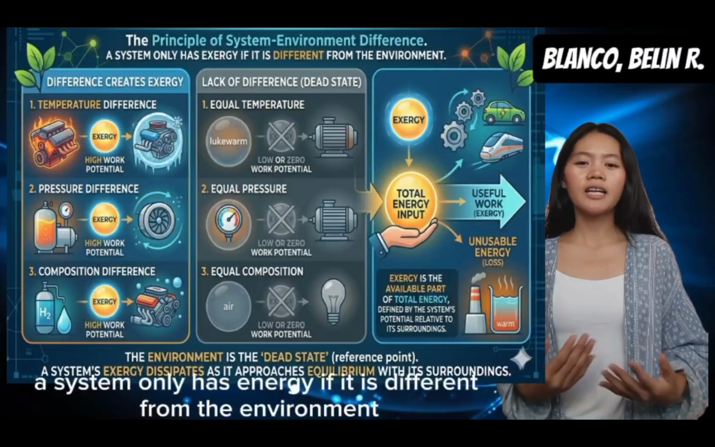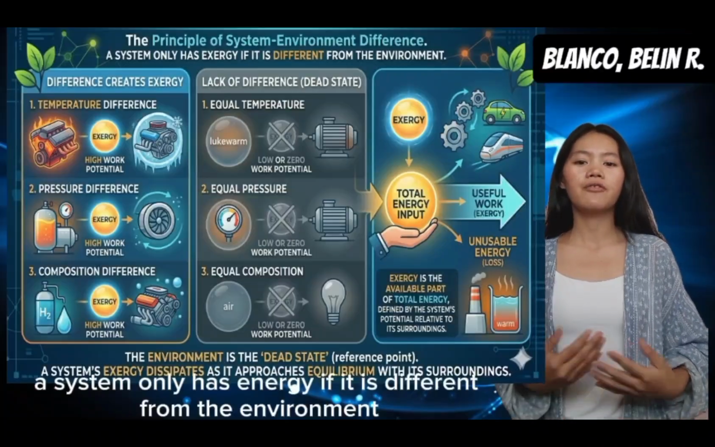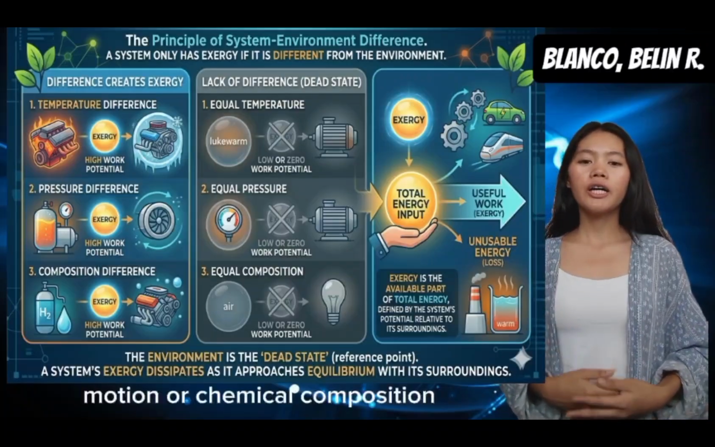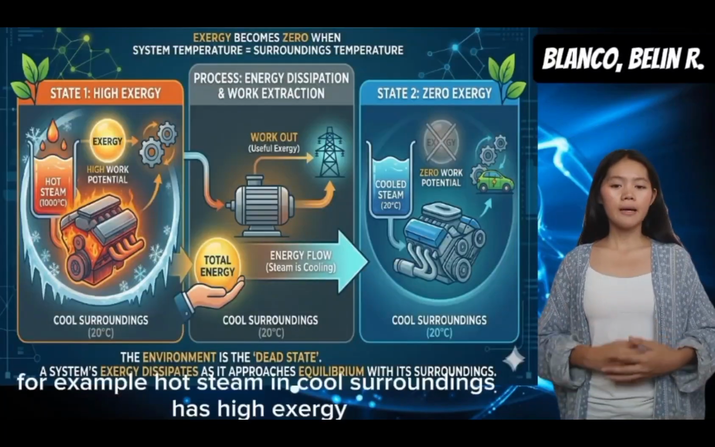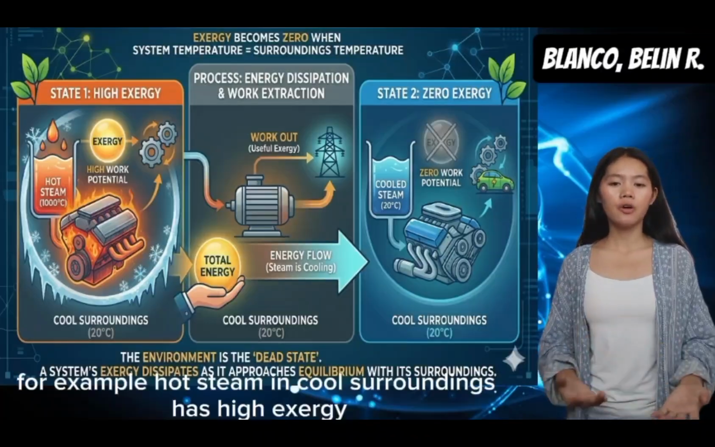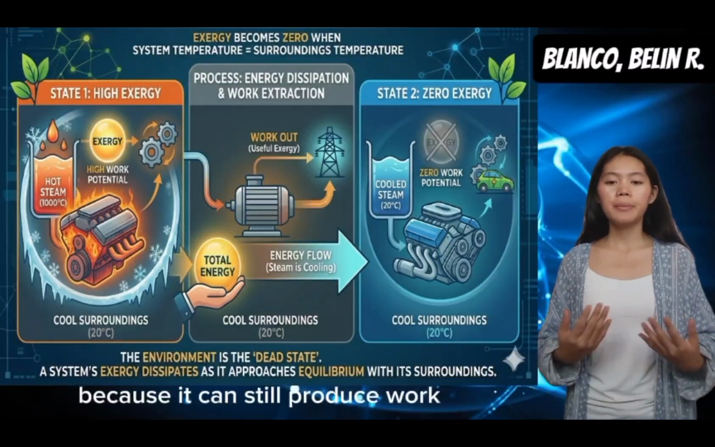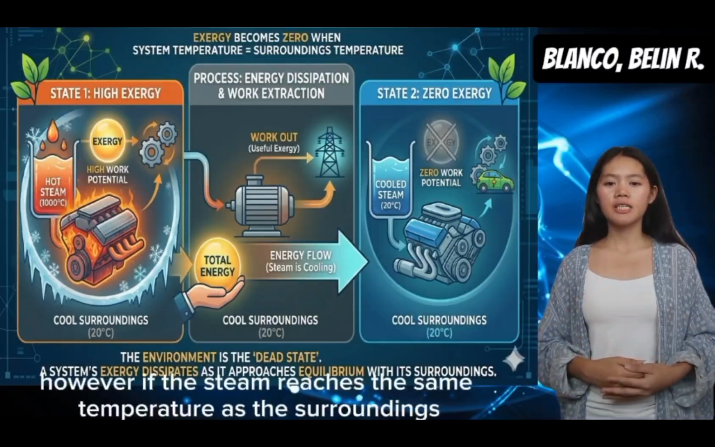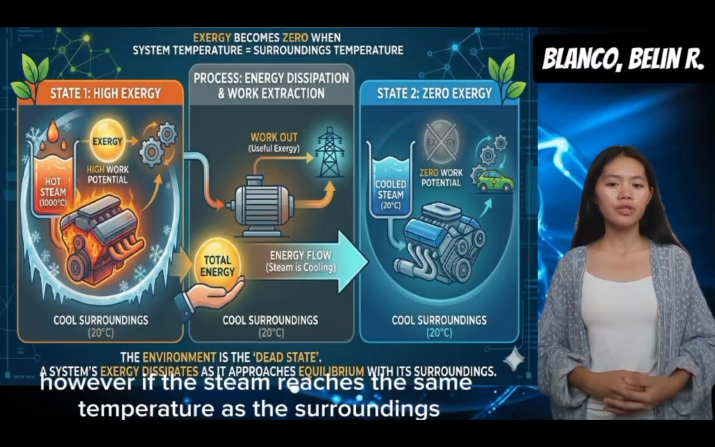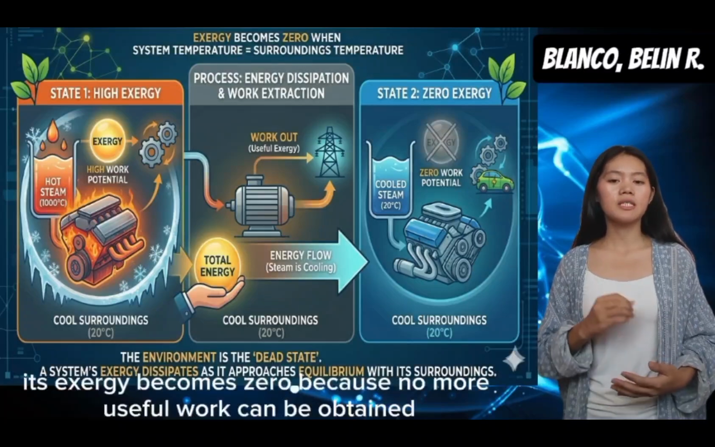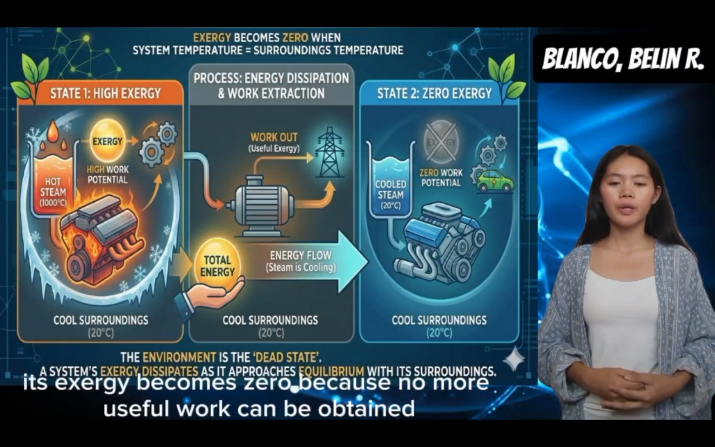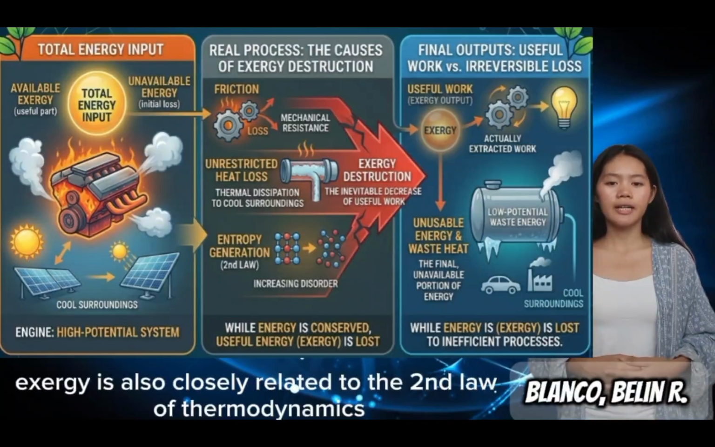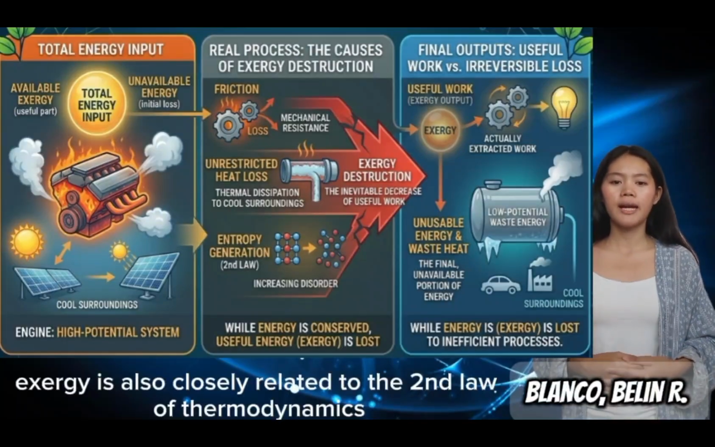A system only has exergy if it is different from the environment in terms of temperature, pressure, motion, or chemical composition. For example, hot steam in cool surroundings has high exergy because it can still produce work. However, if the steam reaches the same temperature as the surroundings, its exergy becomes zero because no more useful work can be obtained. Exergy is also closely related to the second law of thermodynamics.